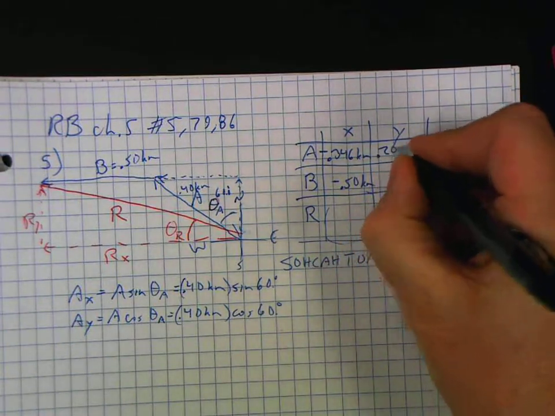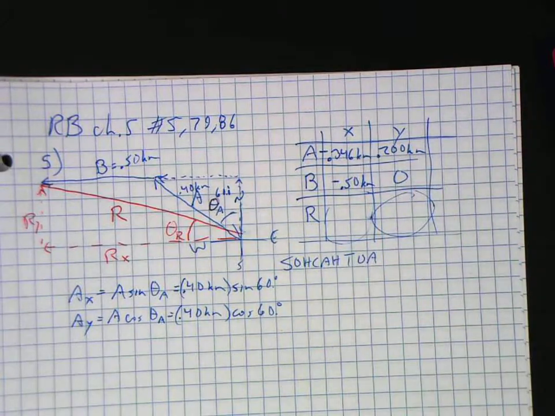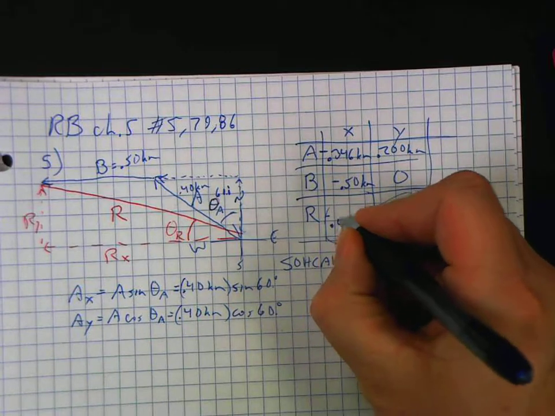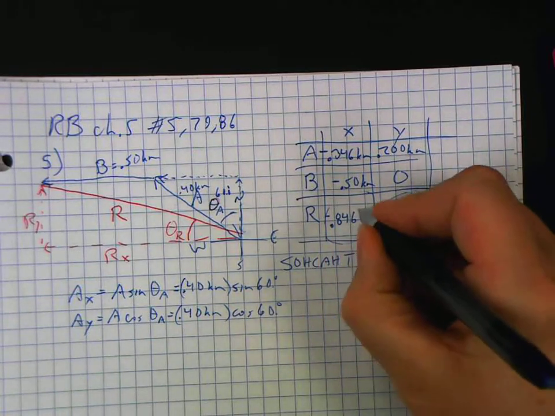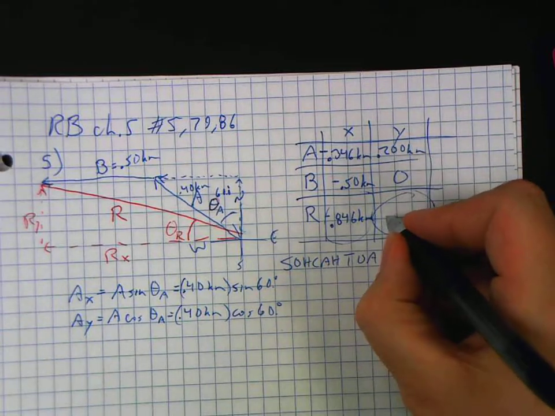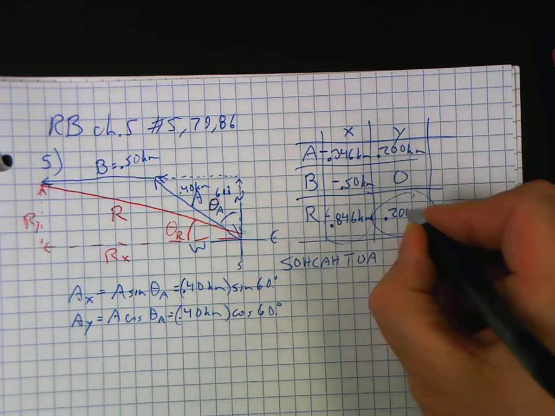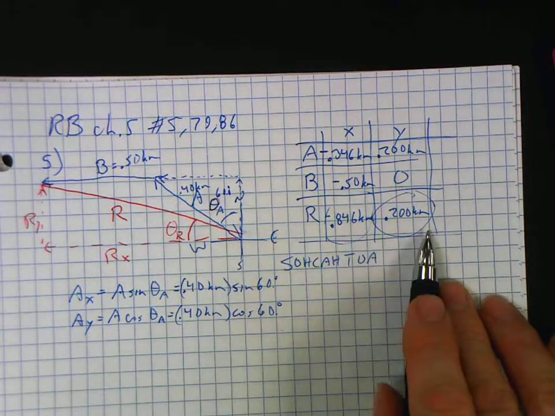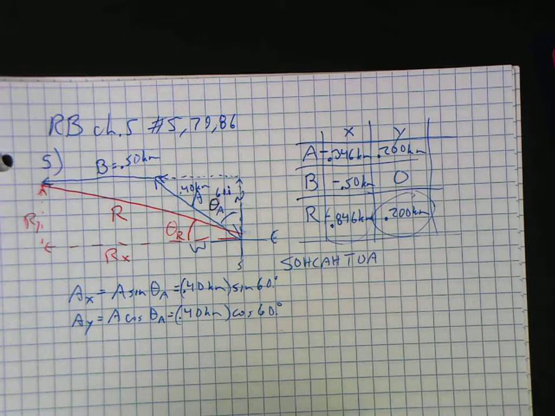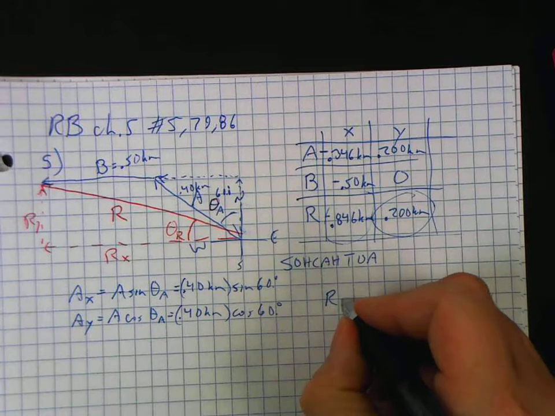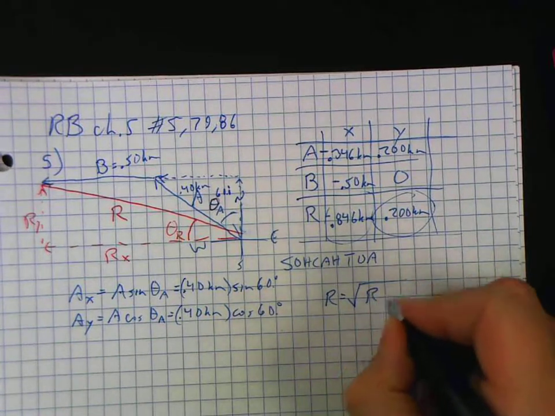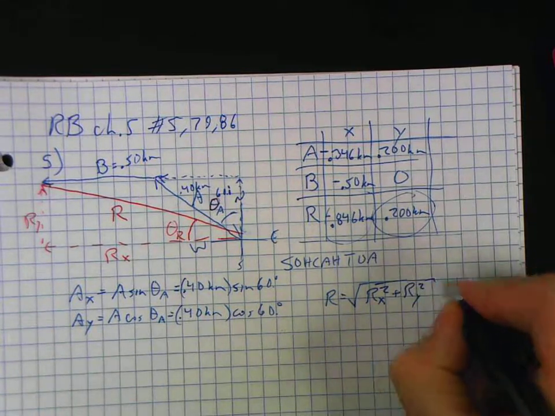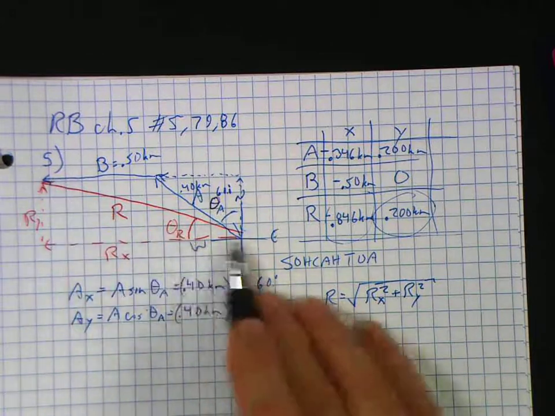So 0.200 kilometers. Add those up for the resultants, and we get down here negative 0.846 kilometers, and of course over here is simply 0.200 kilometers. All right, now we can figure out what the value is for r now that we have our individual values. The length of r is equal to the square root of the x component of r squared plus the y component of r squared.